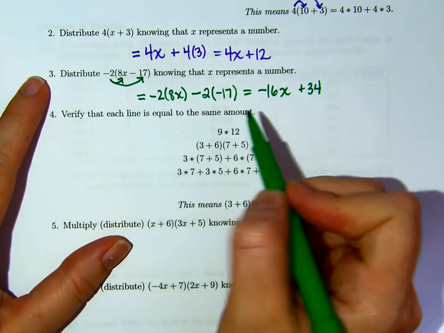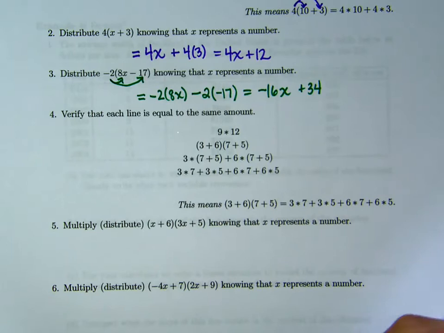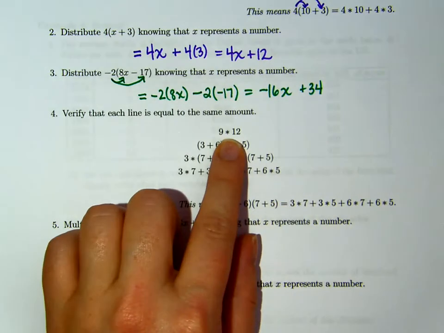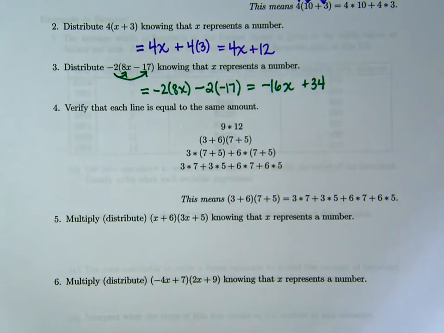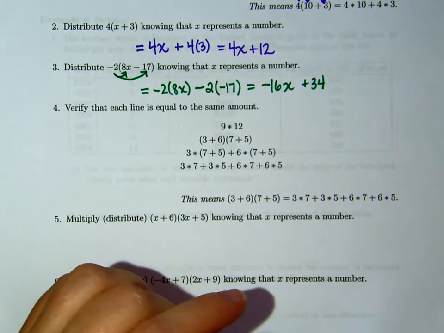Verify that each line is equal to the same amount. Ooh, 9 12s. I don't know, man. Or person. Purple style. Purple? Nah, blue.